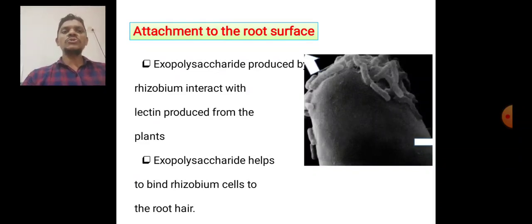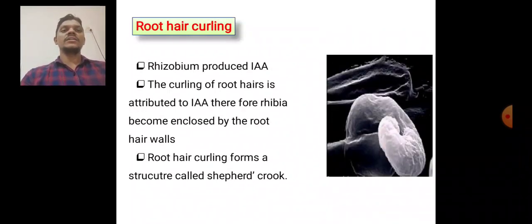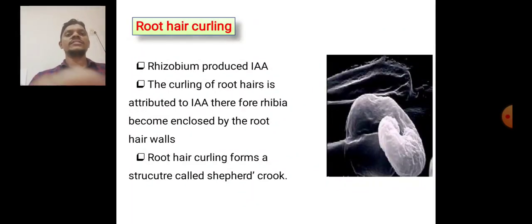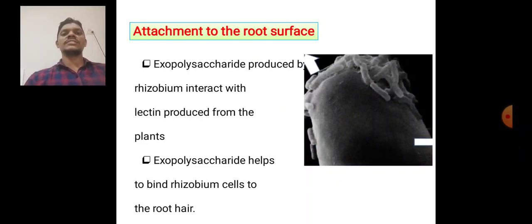The exopolysaccharide helps to bind the rhizobium cells to the root hair. The exopolysaccharide produced interacts with the lectin produced from the plants. This is on the attachment to the root surface.